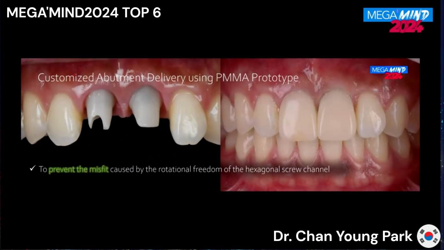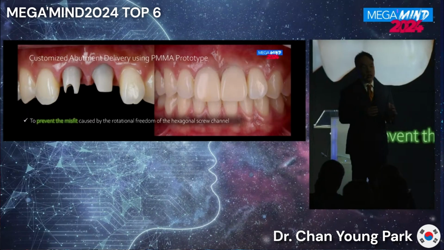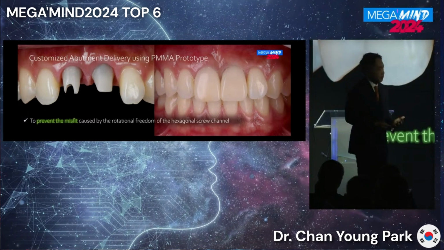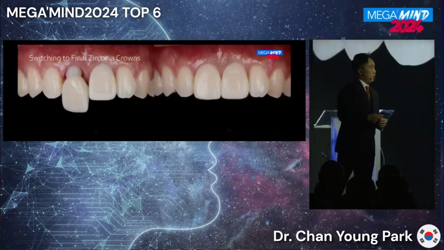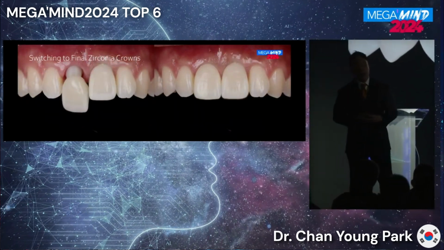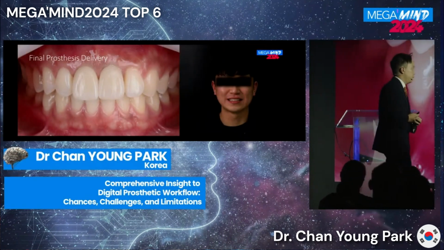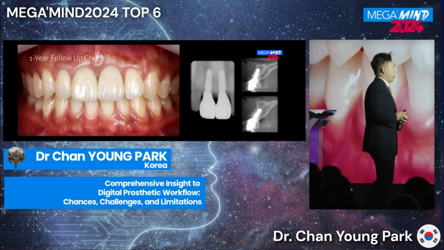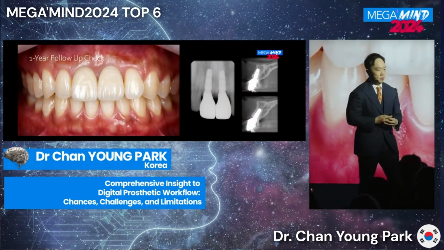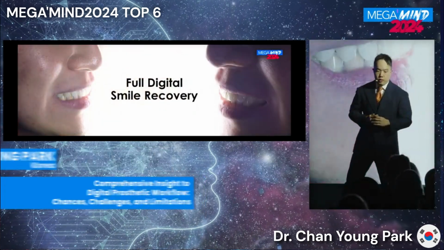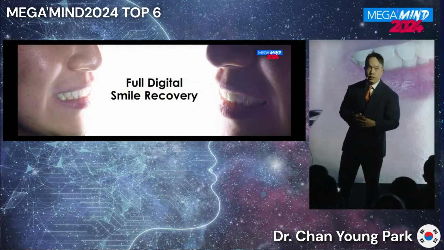Regarding this, customized abutments were delivered, and I used the PMMA prototype so that I could prevent the misfit caused by the rotational errors in the internal hexagonal screw channels. And checking that everything was fine, the zirconia crown was delivered with the patient recovering his smile. After 1 year, all the tissues and the crowns were maintained without any problems. So overall, digital smile recovery was done without any problems.